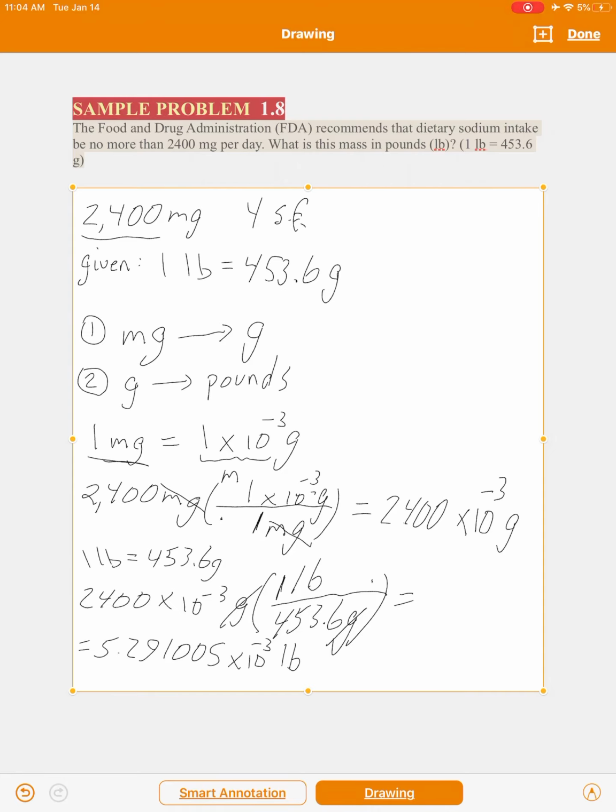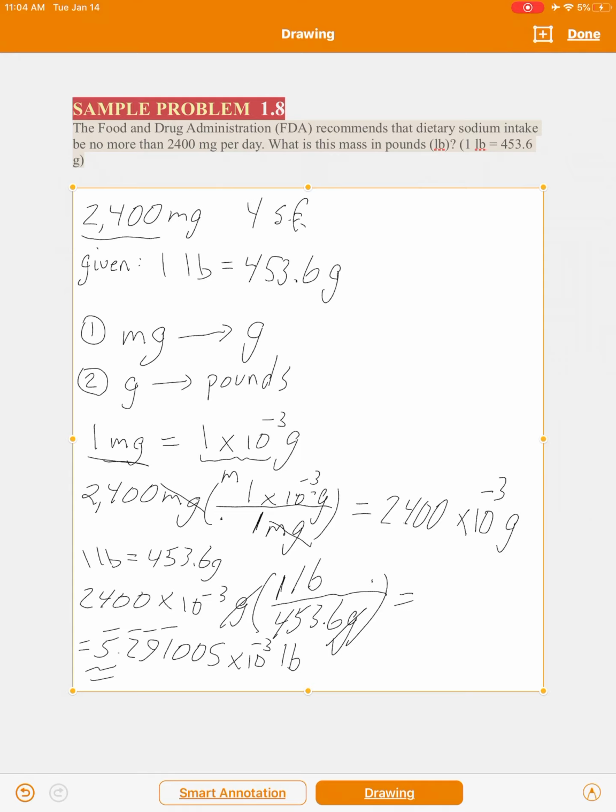And 453.6, this is a definition. 1 pound is exactly 453.6. So this essentially has an unlimited number of sig figs. So it looks like it's 4. Now you might argue, well, wait a minute, that 2,400 milligrams only has 2 sig figs because the zeros don't count. It's ambiguous, but I'm going to go ahead and assume that they do count, so we would want 4 sig figs. So that would mean that we round it to 1, 2, 3, 4.